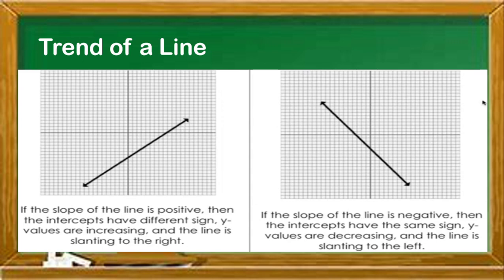So here are the descriptions. If the slope of the line is positive, then the intercept is of different sign. Y values are increasing and the line is slanting to the right. And if the slope of the line is negative, then the intercept is of the same sign. Y values are decreasing and the line is slanting to the left. Next one.